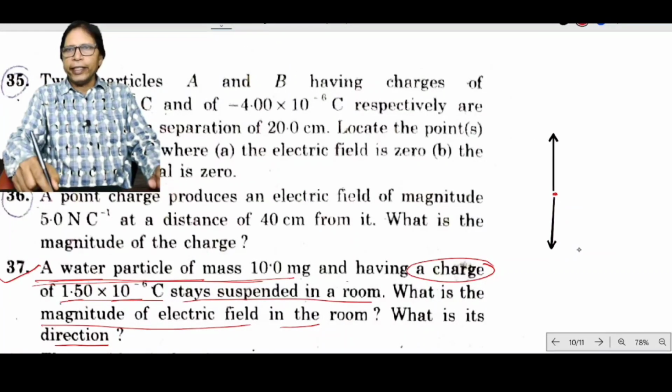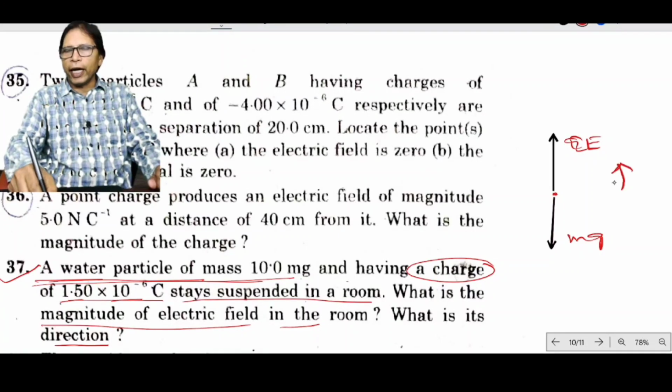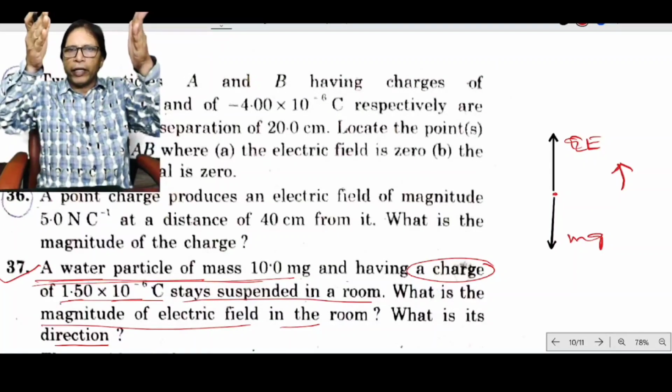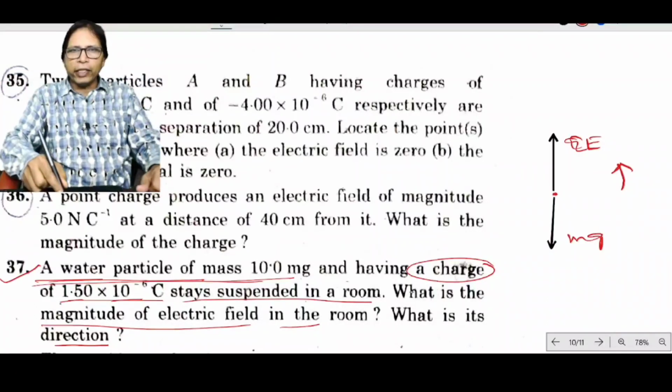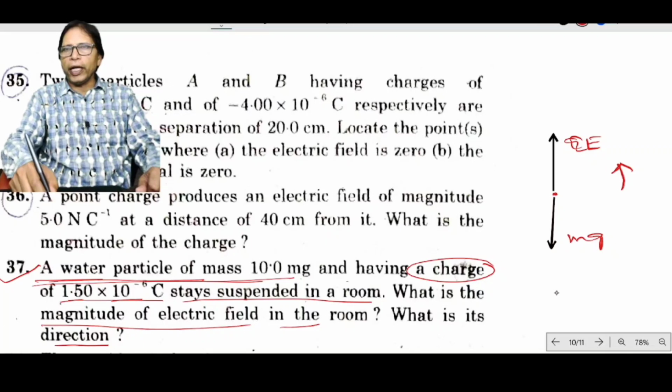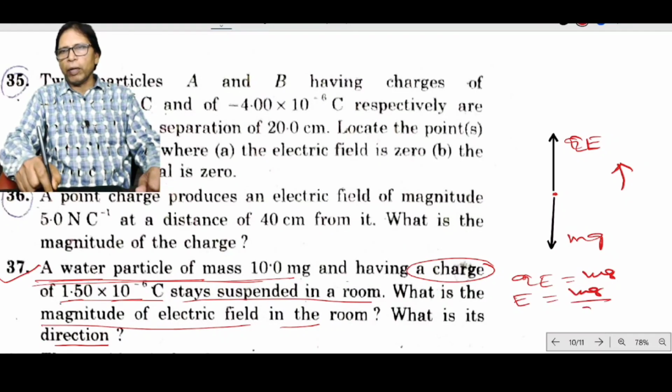So here, mg acts in the downward direction and qE in the upward direction. As the charge is positive, the electric field is directed in the upward direction. For the magnitude of the electric field, qE = mg. Therefore, E = mg/q.